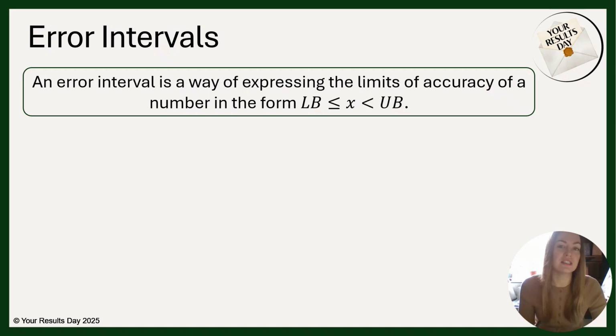When we talk about error intervals, that's just a way we express the limit of accuracy so it's easier for everyone to understand. It's shorter, it's mathematically communicated, so rather than me having to explain it in words, we explain it using numbers and letters and symbols.